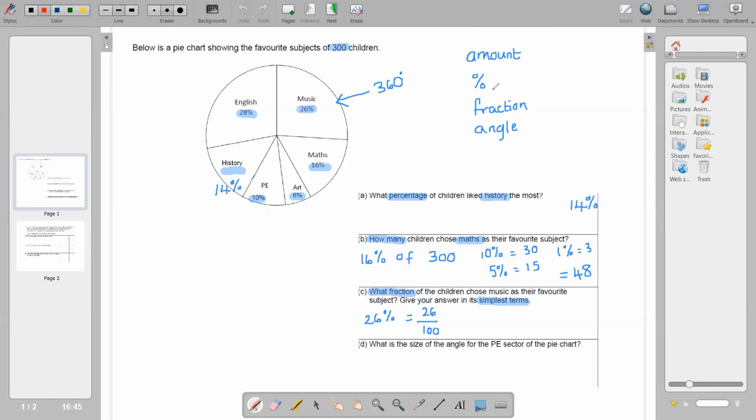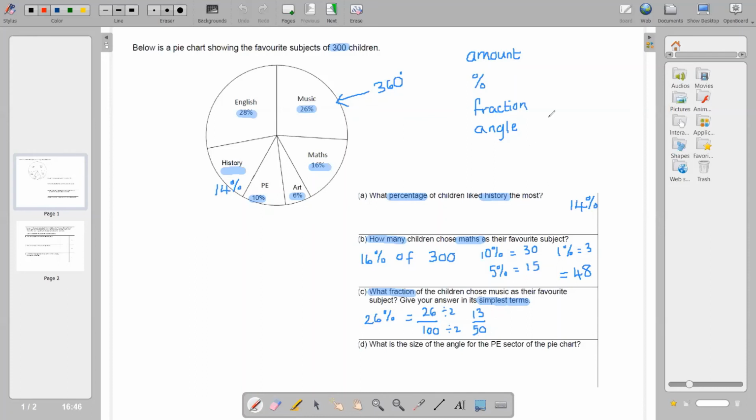Now 26 and 100 are both even, so I can divide by 2. Whatever I do to the bottom, I have to do to the top. So 26 divided by 2 is 13, and 100 divided by 2 is 50. 13 is prime and not a factor of 50, so I know I've come to the fraction in its simplest form. So my answer here would be 13/50.